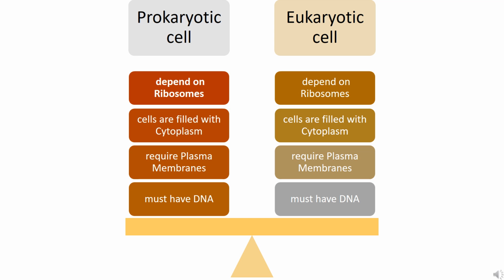Second, both require plasma membranes. Every cell needs a clear boundary between self and the outside world. This barrier is universally made of a phospholipid bilayer, creating a selective shield that maintains homeostatic balance inside the cell.